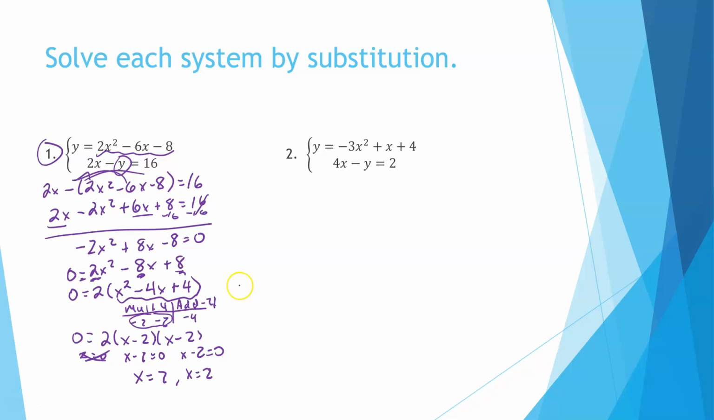Don't forget, take that equation, 2x minus y equals 16. I prefer to take the linear, sorry. Plug 2 in for x, so 2 times 2 minus y equals 16. 4 minus y equals 16, subtract 4, negative y equals 12, divide by negative 1. y is negative 12. So my one solution in this case is the ordered pair (2, negative 12).